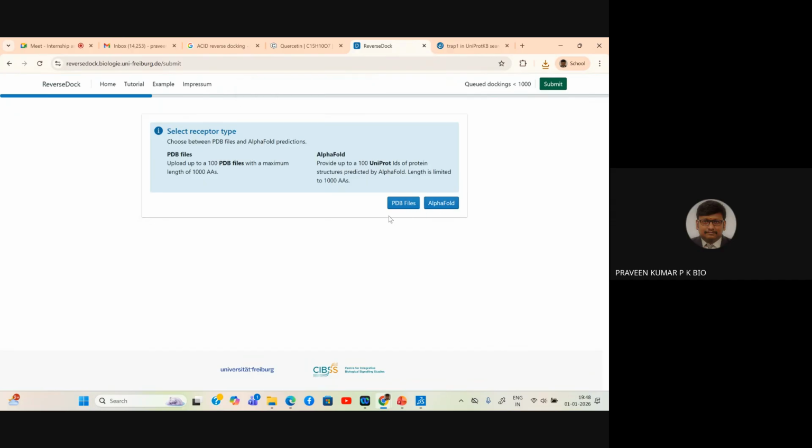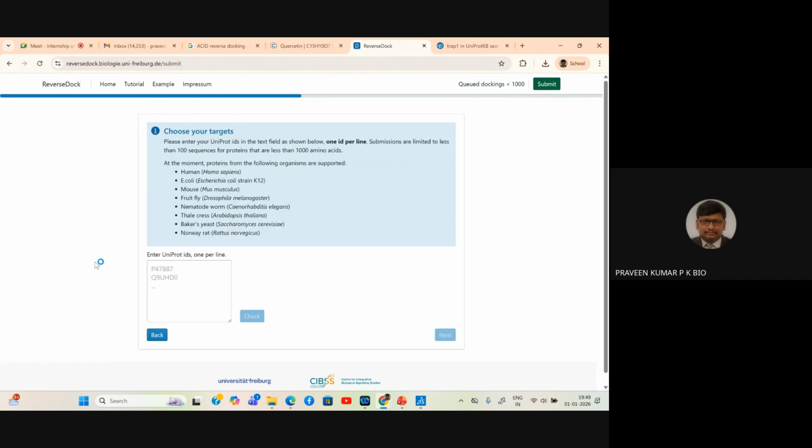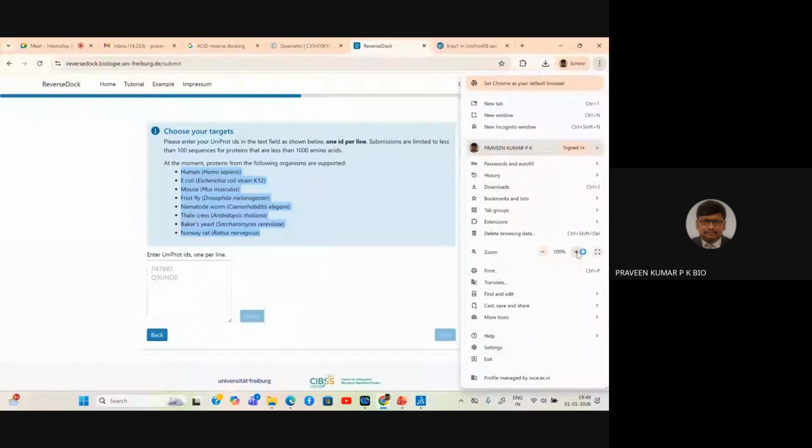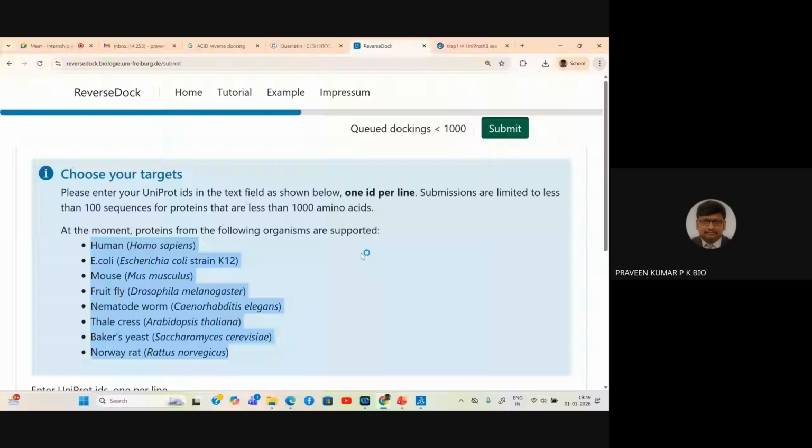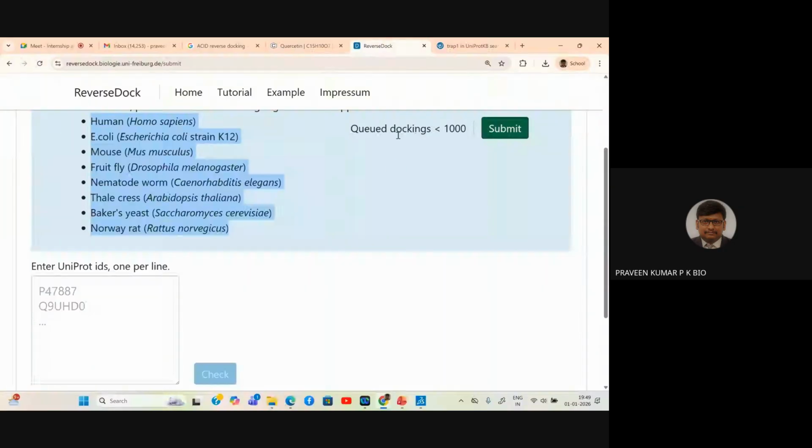If you want to check the reverse docking with multiple receptors, go with either PDB file, give the PDB IDs, or give the AlphaFold UniProt IDs. If I click AlphaFold, I am asked to enter the UniProt IDs. If you choose PDB, it asks you to give only the PDB as an input. This tool is developed only for certain species: human, E. coli, mouse, fruit fly, etc. Very few species are available in this tool. So I'd better try with human, mice, and rat.